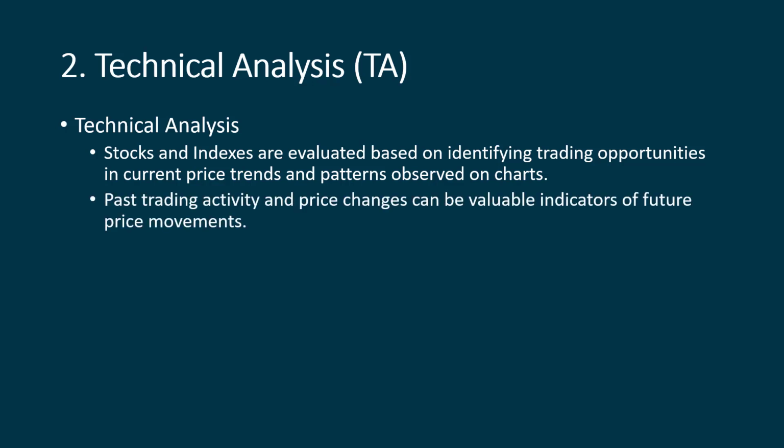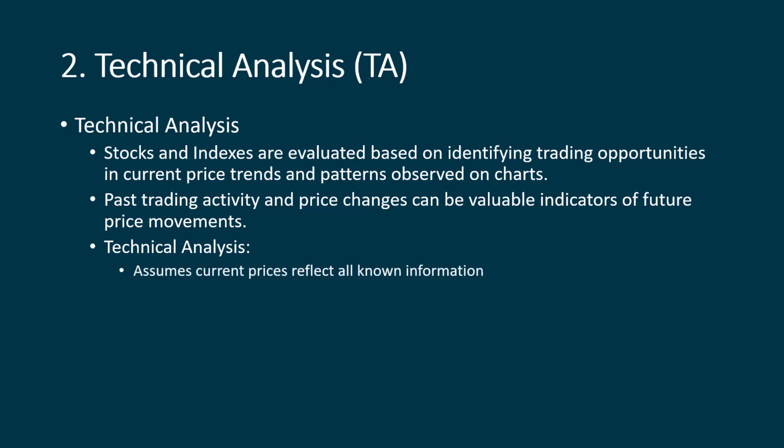What you do is you look at past trading activity, things that have already happened, and you take that past activity and different price changes, and then you can use those to calculate what are called indicators of future price movements. So based on what has happened before, we believe that we can predict what is going to happen in the future.